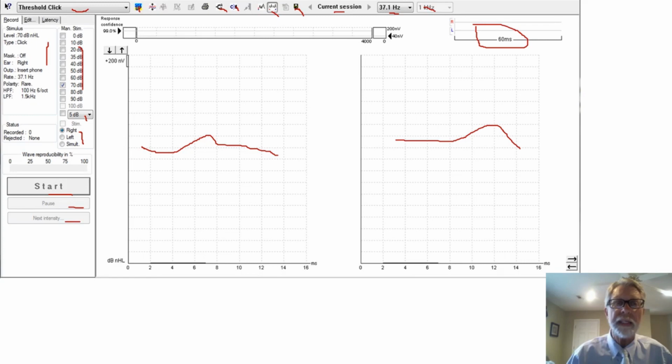In other words, what's the likelihood that a response exists? And that would be, as you're recording, averaging, that would go up. When it reaches 100%, this bar turns green. There's a check mark right there, and you know you can stop.